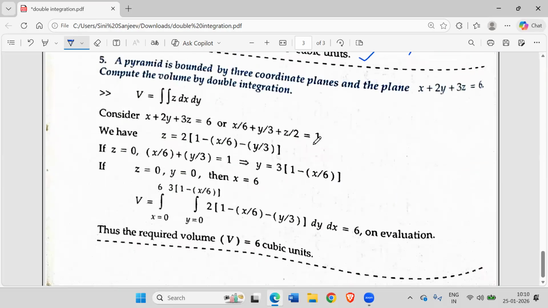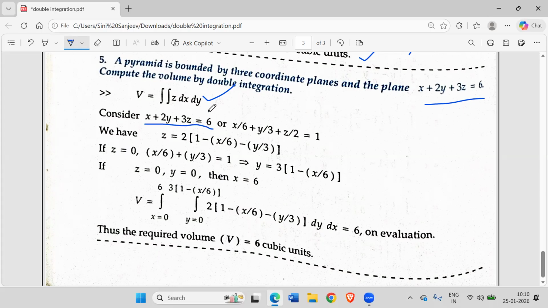The next question. A pyramid is bounded by 3 coordinate planes and the plane x plus 2y plus 3z is equal to 6. Volume is nothing but what? Double integral of z dx dy. Okay. Simple thing only.